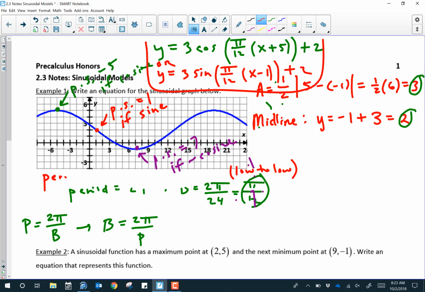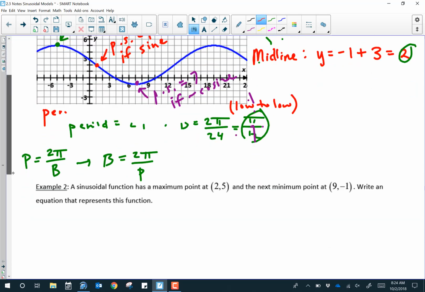Everybody good with that? Yeah? Okay. So on your problem sets, when you're doing these, you might still have the right answer. It might look different than mine, but you still might have the right answer. So I'm going to let you use your calculator to check. You can put that function into the calculator and make sure it's the right graph. Okay? All right. Moving along.